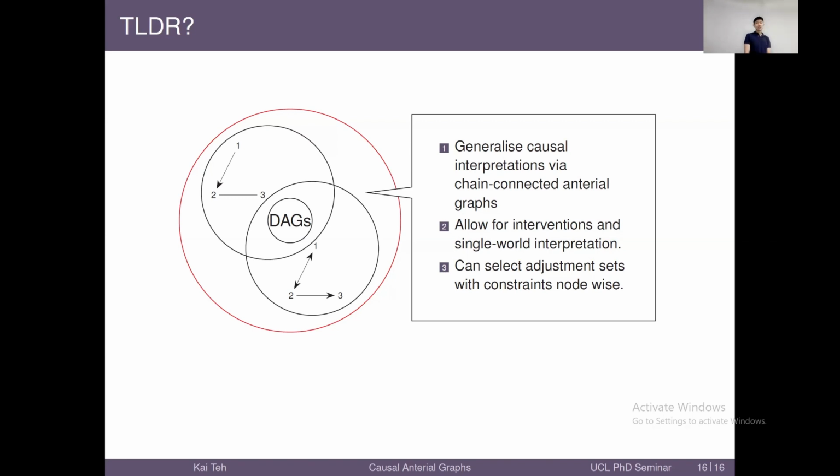And practically, why is this interesting? Because this allows for causal interpretations such as interventions on this class of graphs. A potential application is that we can use tools developed for ancestral graphs to solve causal problems. For example, we can select an adjustment set, the S we talked about, with constraints, node-wise, which is somewhat efficient. And I think that's it.